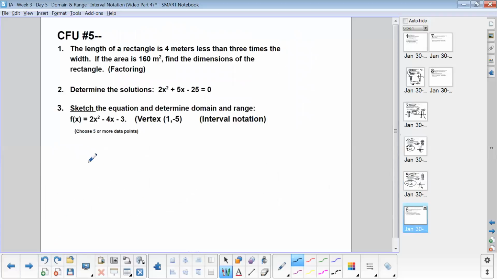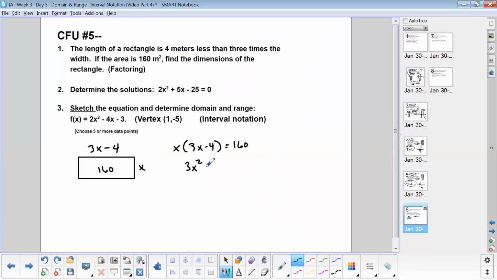So check for understanding would be, we've got our rectangle, and the length of the rectangle is 4 meters less than 3 times the width. And there's your width, and there's your length. And we know what the area is. It's 160 meters squared. So we're going to say x times 3x minus 4 is equal to 160.